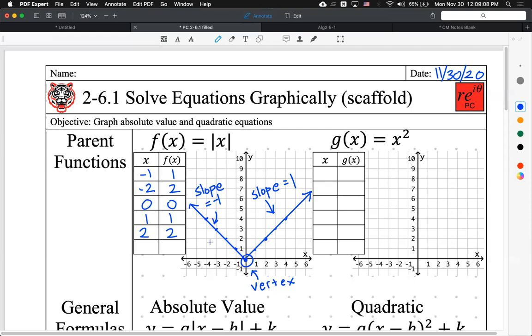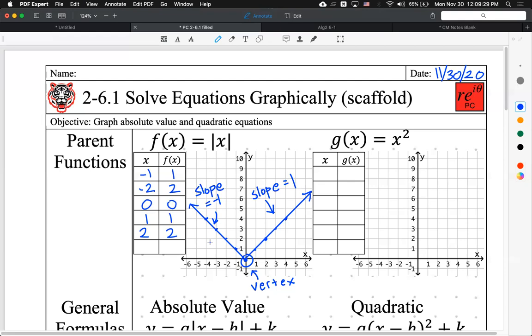The quickest way of generating this slope is, as long as you have the vertex correctly, go right 1, up 1. Done. Do you guys all remember right 1, up 1? It's the slope of 1. Right 1, up 1, and then you know that the other way is going to be the same. It's going to be a V. That's your absolute value function.